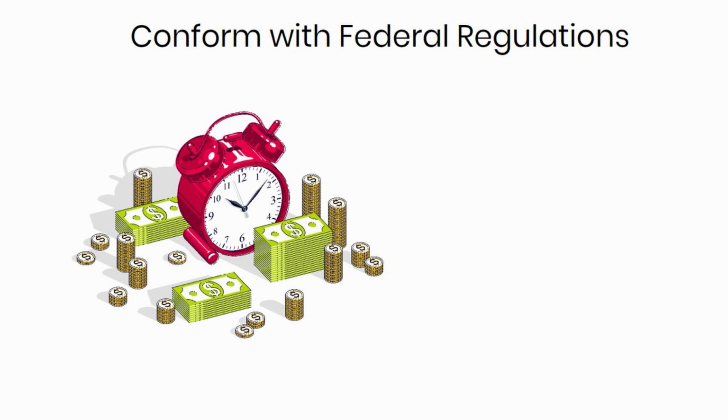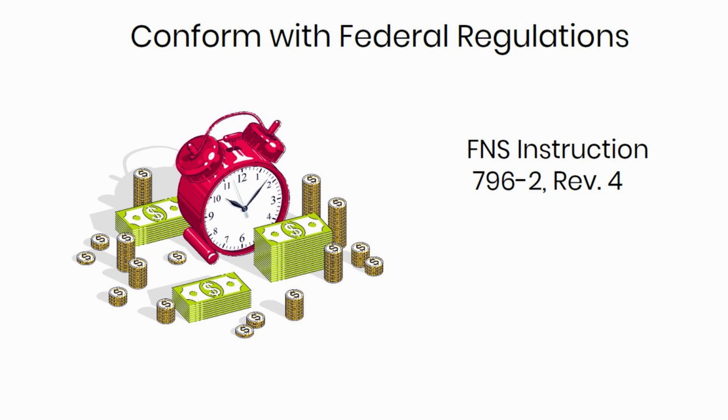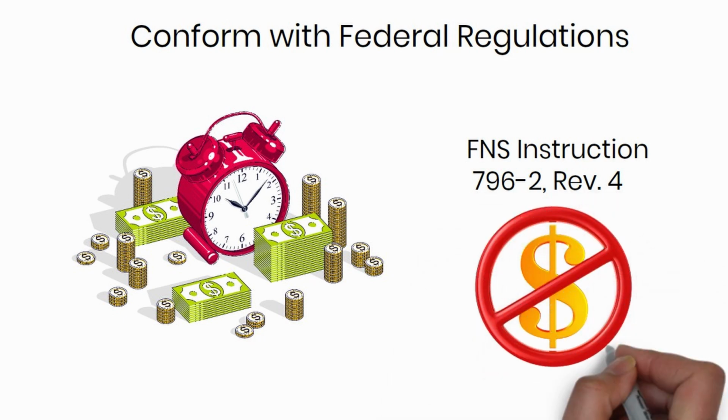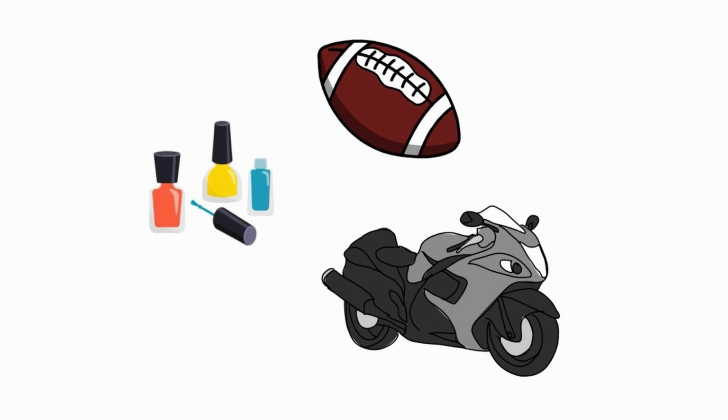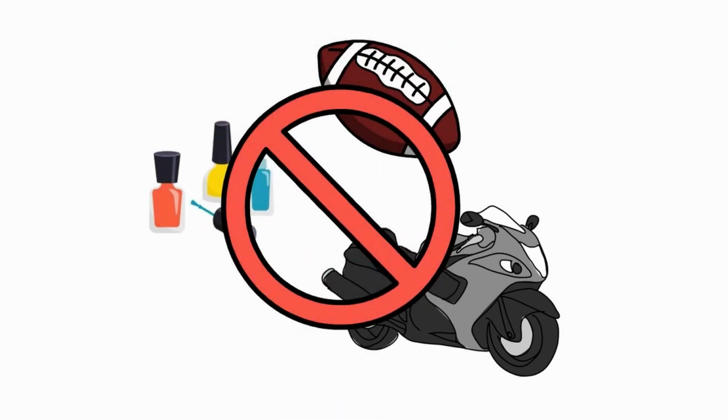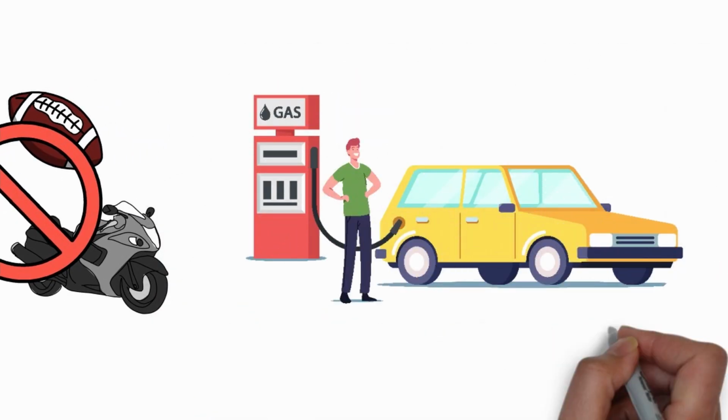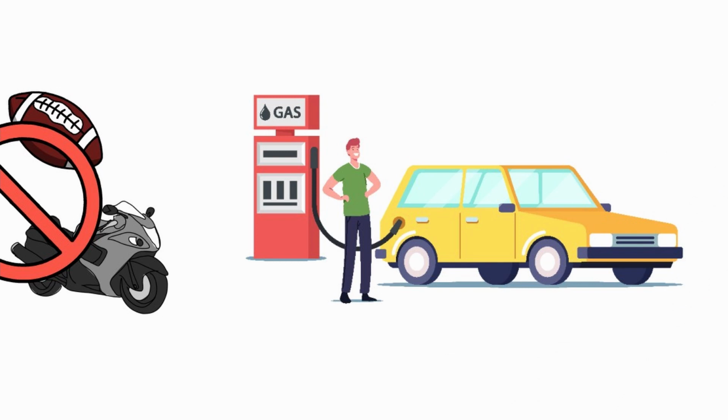Conform with federal regulations. The cost must conform to limits or exclusions as set forth in FNS Instruction 7962 Revision 4 and federal laws or other governing regulations. If a cost is prohibited by the IRS, it cannot be allowed in CACFP. Here's an example. Personal expenses are not deductible as business expenses under both the IRS rules and CACFP regulations. On the other hand, car expenses associated with conducting CACFP reviews are allowable business expenses under all federal laws, and reimbursement is based on the actual mileage driven to conduct the reviews.